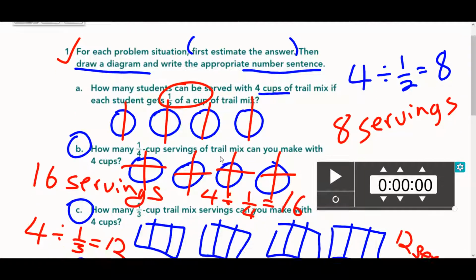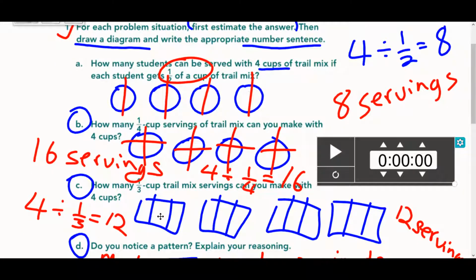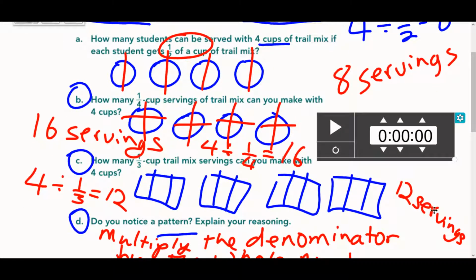Then we tried a few others. There's 4 whole in blue, and then we broke them into fourths. Okay, and then we count our pieces. If we count all of these, there are 16 servings altogether. So 4 divided by 1/4 is 16. And last but not least, we had 4 boxes, just showing you could draw it a different way. You don't have to do circles, you can do rectangles, and then break them into 3 pieces each. We would have 12 total pieces, 12 servings.